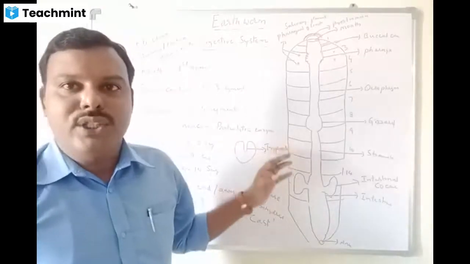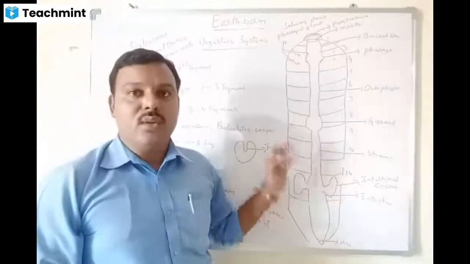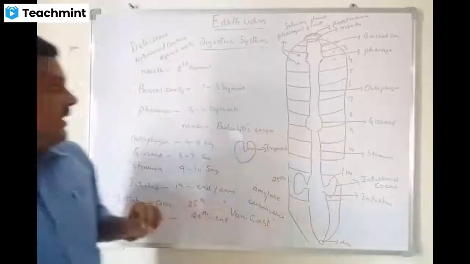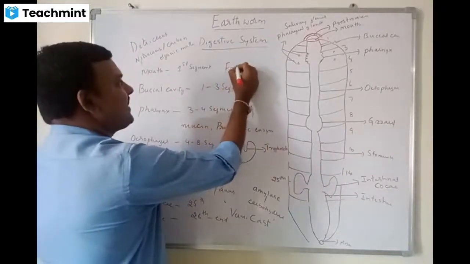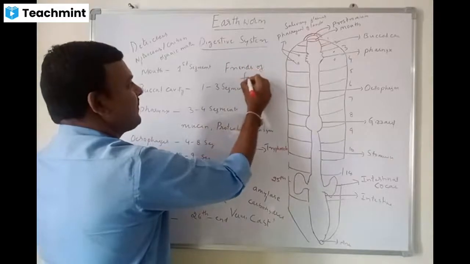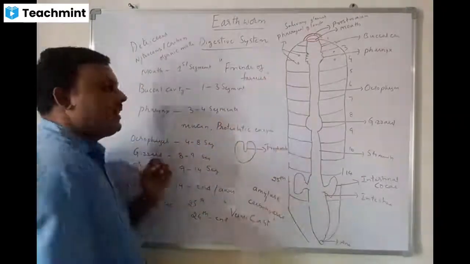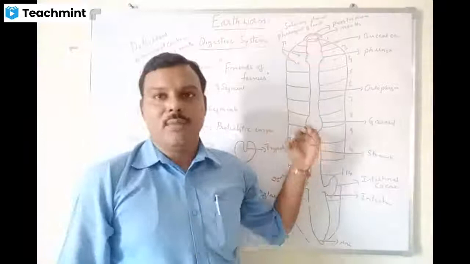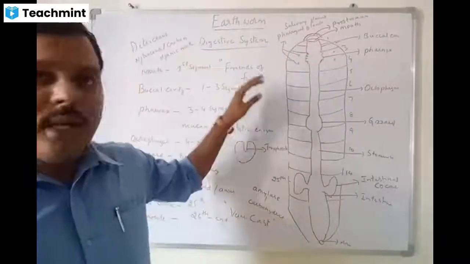So it is highly nutritious to the plants, and thus increases the soil fertility. And not only does it increase soil fertility, it also improves the soil texture. So that's the reason earthworms are considered the friends of farmers. Okay, why are they considered so? Because they hollow the soil and they improve the fertility and the texture of the soil. So that is the reason they help the farmers.